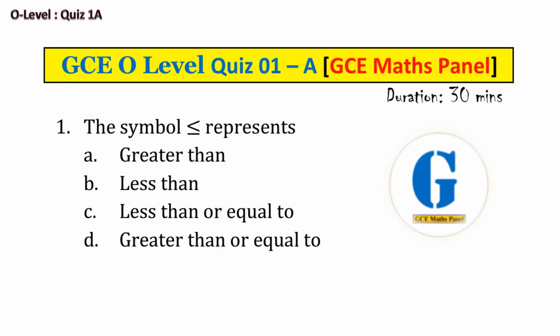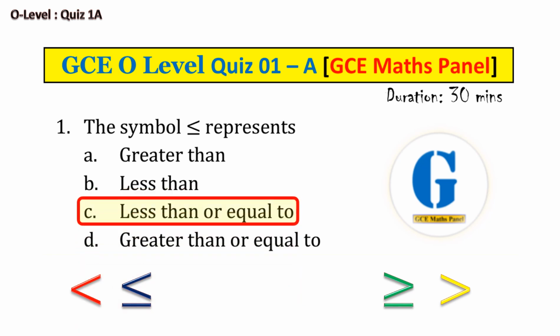We'll just go directly to the questions, and question 1 reads, the symbol indicated represents. Now whenever this symbol points to the left, it is read as less than. To the right, it is greater than. If it points to the left with a bar under, it is read less than or equal to. And if it points to the right with a bar under, it is read greater than or equal to. So the key to this question is less than or equal to.